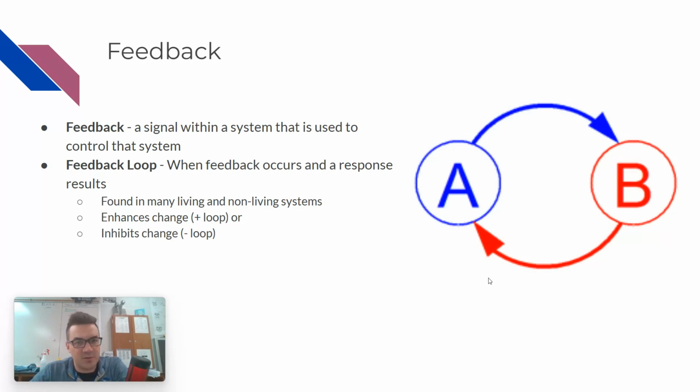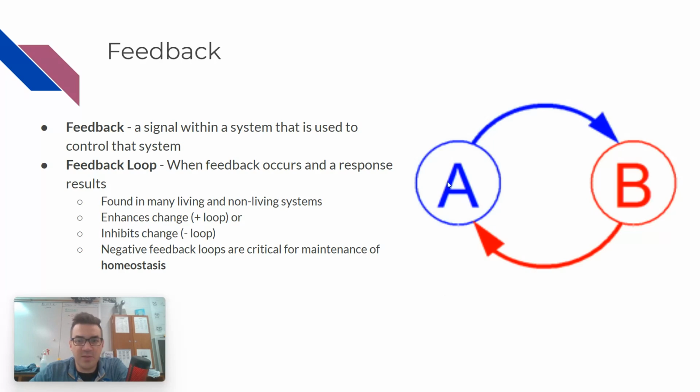Now, a negative feedback loop does the opposite. Negative feedback is when something happens with A that causes B to happen, and B kind of counteracts or mitigates whatever's happening with A. So positive feedback loops help accelerate some sort of change. Negative feedback loops help counteract or inhibit change. And so negative feedback loops are really important for maintaining homeostasis.